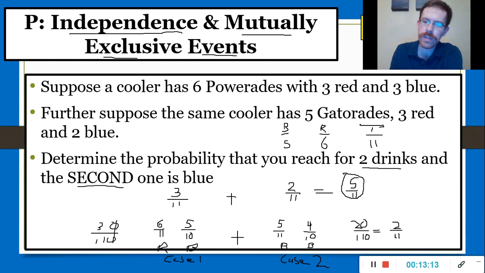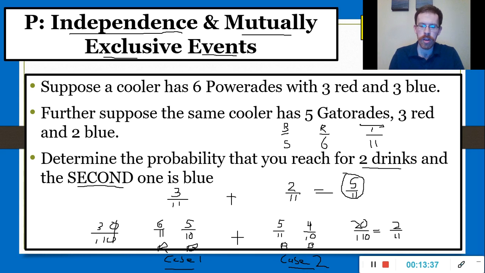Now, this one is entirely different because you have 2 different cases. If you reach for 2 things, well, what's the chance that your first one is a red? And what's the chance that your first one is a blue? You could have 2 different possibilities, so you have to consider both possibilities. Now, because these are mutually exclusive, they're different, you add them up at the end.